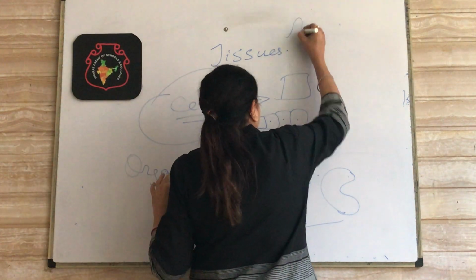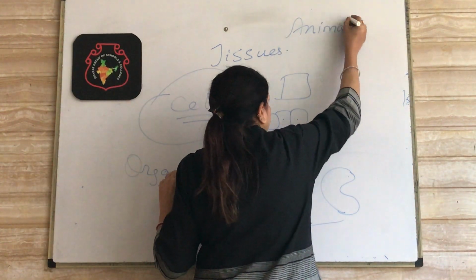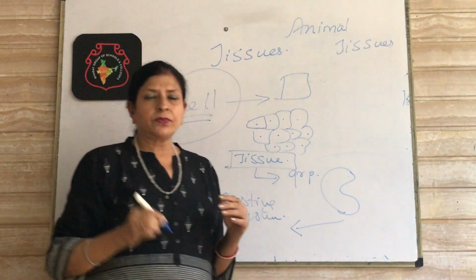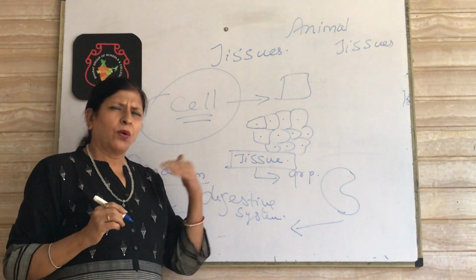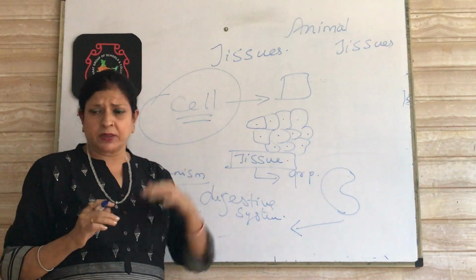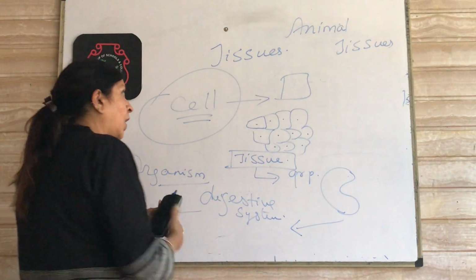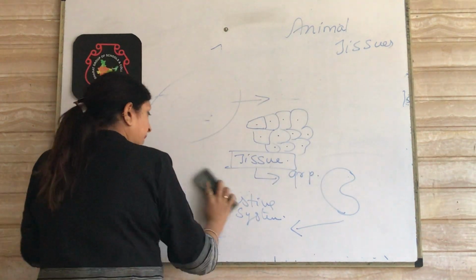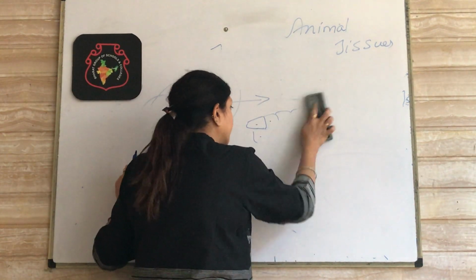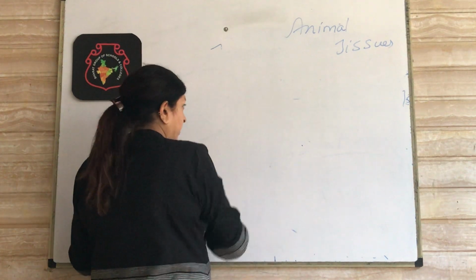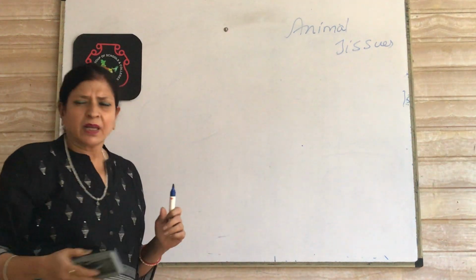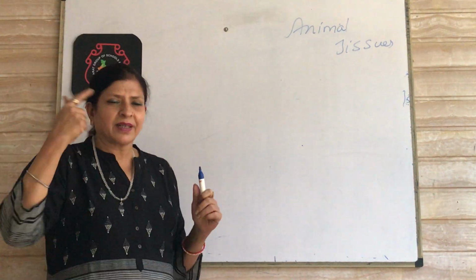And the topic I take up today is animal tissues. All tissues related to animals. Now, to understand these animal tissues, let me mention something about plant tissues. Maybe that will ring something in your mind. Something might come up in your mind.